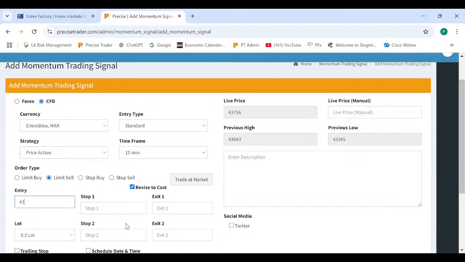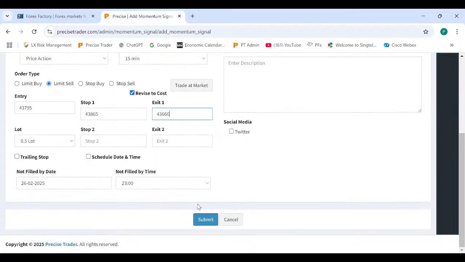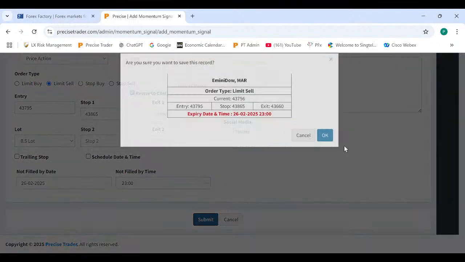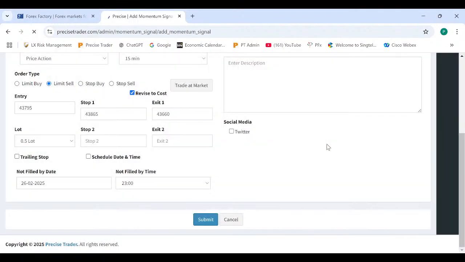43795, stop 865, and 43660. This is about 135 pips. Let me double check. Okay, I think we are good to go.